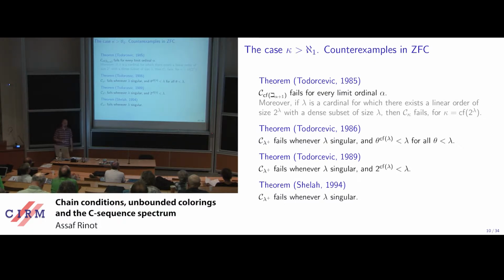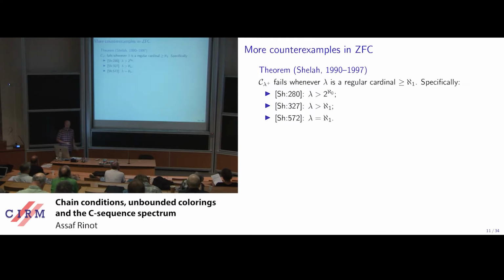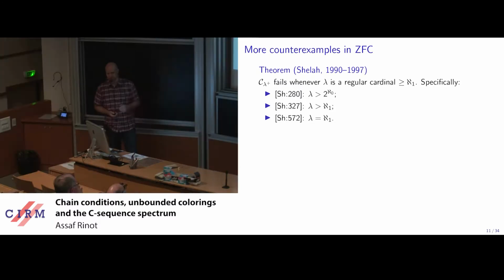So for every successor of a singular cardinal, if lambda is singular, there is a lambda-plus-CC poset whose square is not lambda-plus-CC. Now what happens about successors of regulars above Aleph1? Here there is a sequence of works of Shelah, starting with Shelah 280 and culminating in Shelah 572, showing that indeed there are counterexamples for any successor of a regular greater than Aleph1.